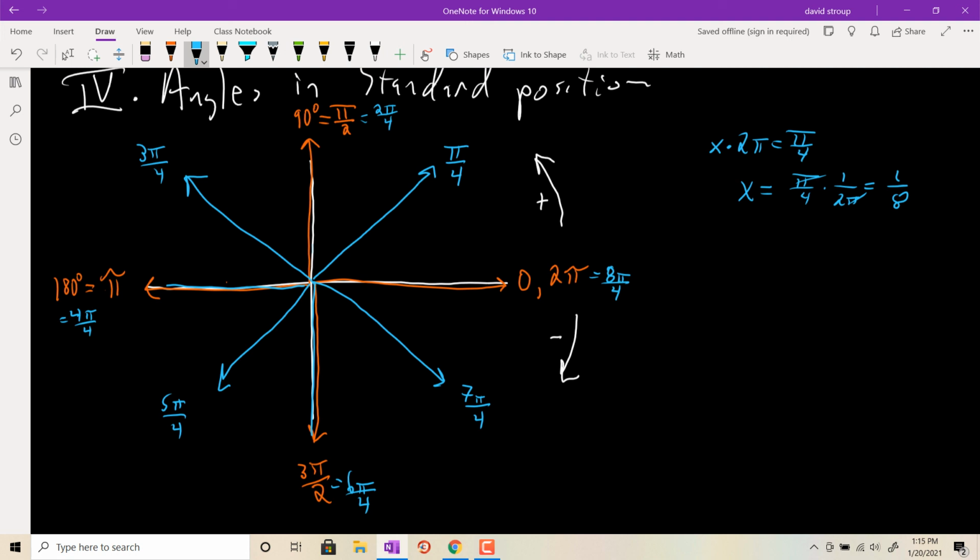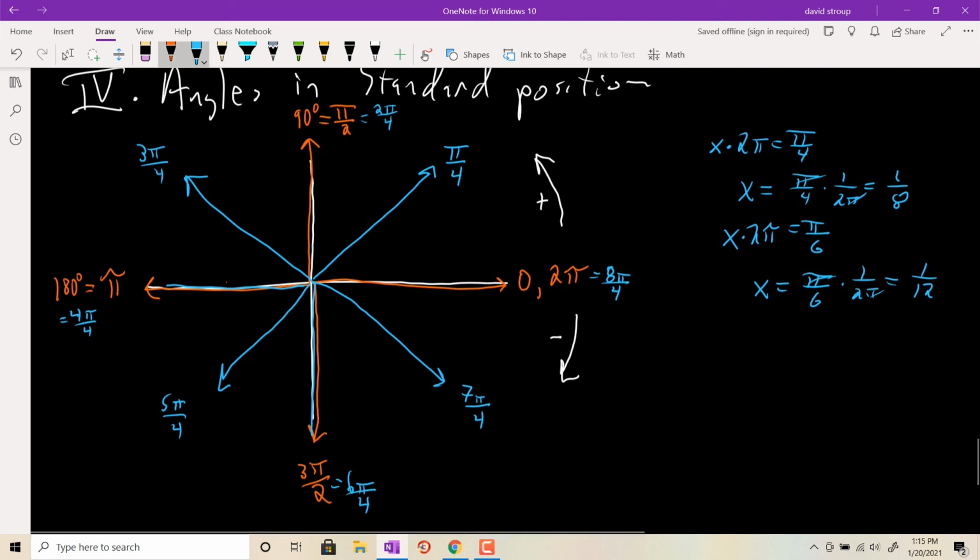Okay, so you could always play that game to figure out how much of a revolution you've moved around the circle. So for instance, pi over 6, if you're trying to figure out where that is, how much of the circle is pi over 6, you could divide both sides by 2 pi, or in other words, multiply both sides by 1 over 2 pi. The pi's cancel, and it's 1/12 of a circle. Okay, so 1, 2, 3 would put you at pi over 2.